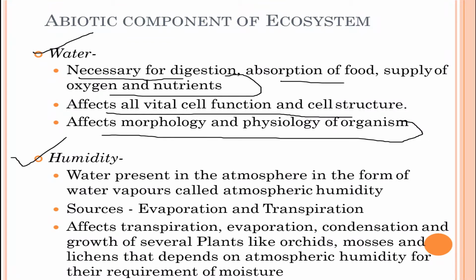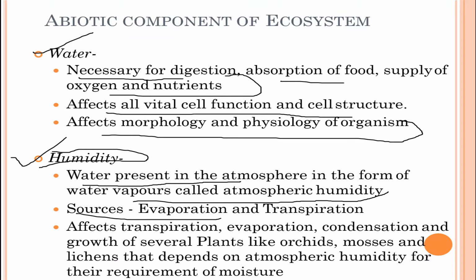Coming to the fourth factor, which is humidity. Humidity is the water present in the atmosphere in the form of water vapor, which is called atmospheric humidity. The sources can be evaporation and transpiration. Humidity affects transpiration, evaporation, condensation, and growth of several plants like orchids, mosses, and lichens that depend on atmospheric humidity for the requirement of moisture.